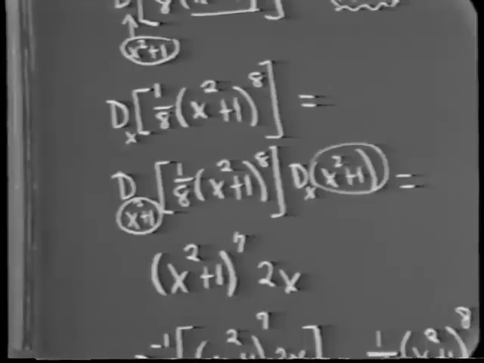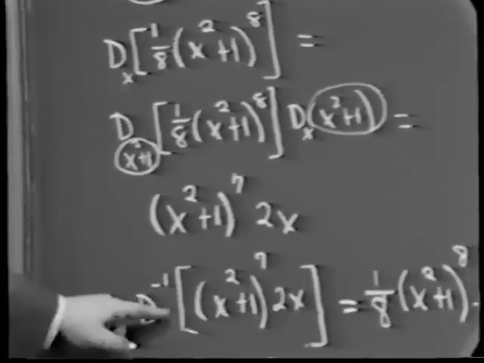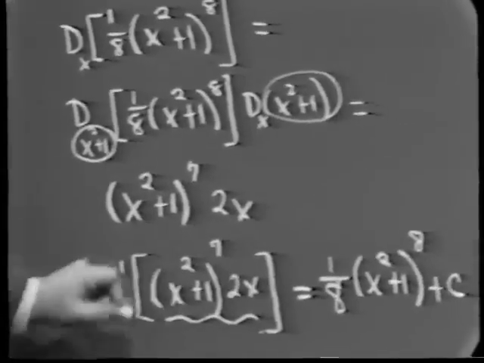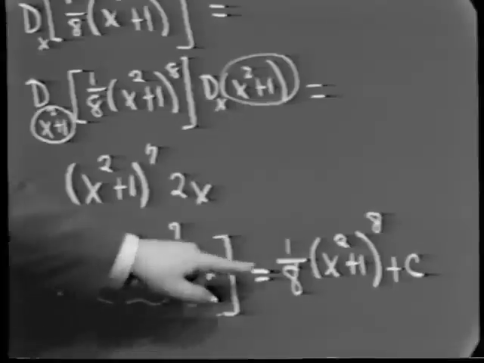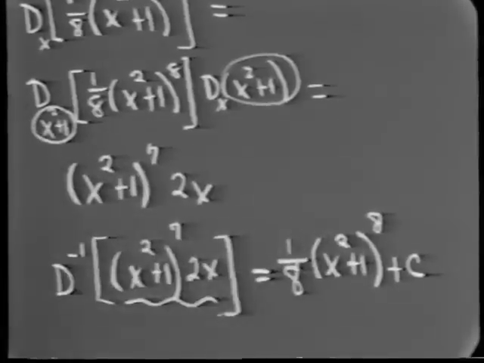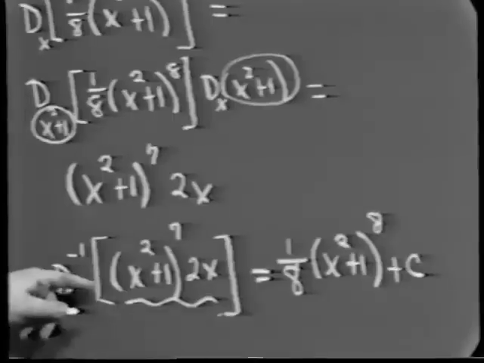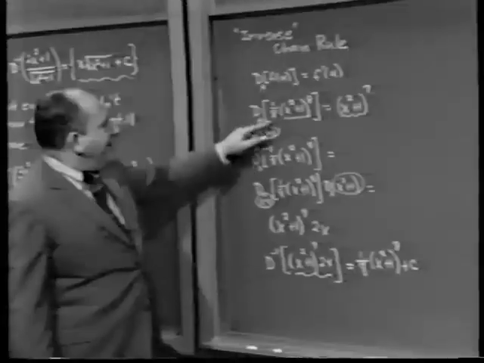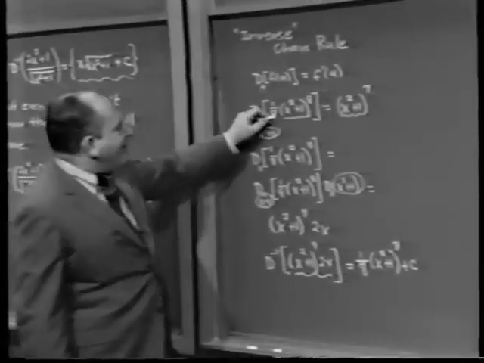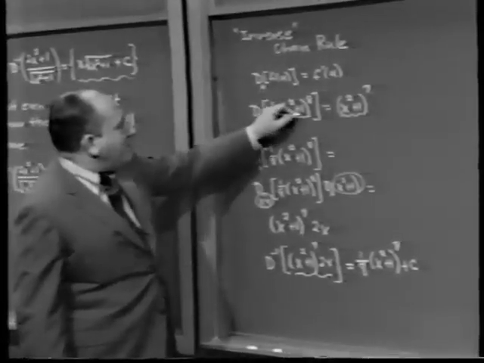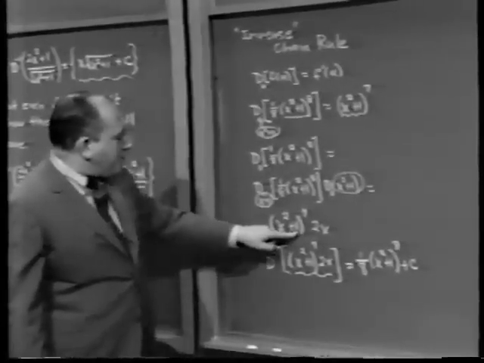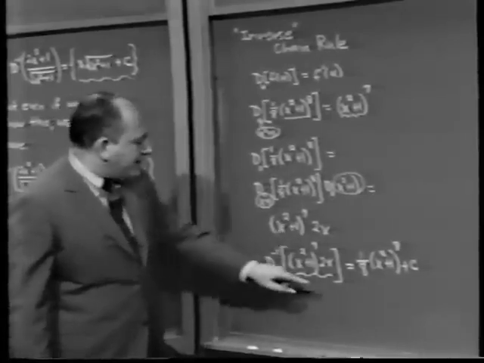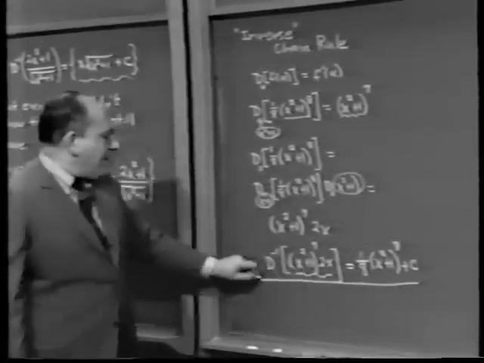In other words, what we could say is that the function that you have to differentiate to get x squared plus 1 to the 7th times 2x is 1/8 x squared plus 1 to the 8th plus a constant. And how do I know that? Well, the way I know that is simply what? In terms of inverse functions, I started with 1/8 x squared plus 1 to the 8th, differentiated it, and found out I got x squared plus 1 to the 7th times 2x. And so this became the recipe.